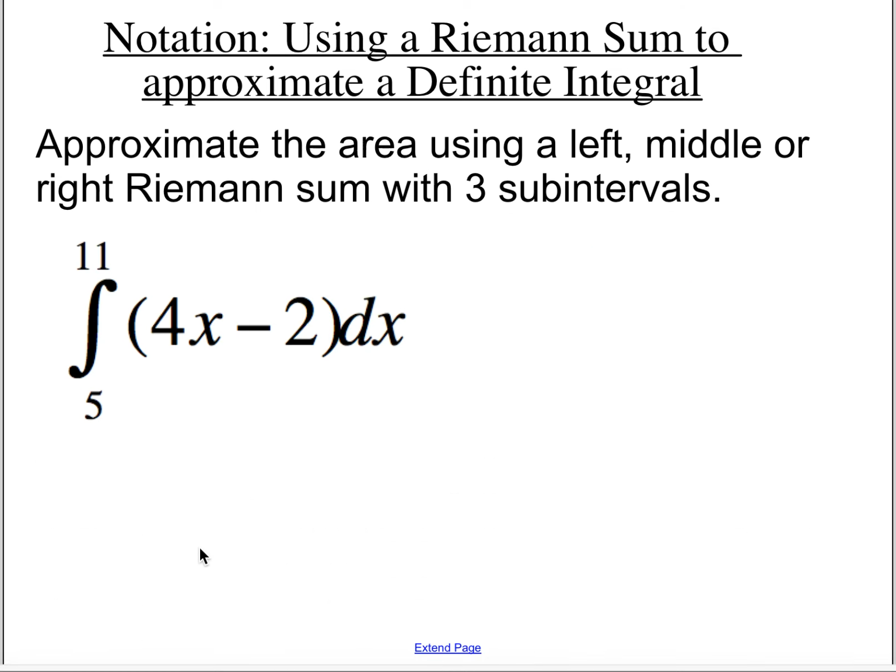So try one on your own. I want you to approximate the area using a left, middle, and a right Riemann sum with 3 subintervals. So go ahead and pause the video and you can come back and check your answers.